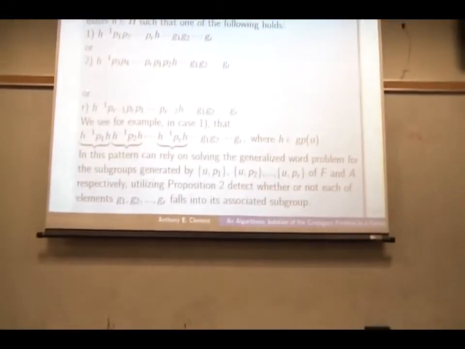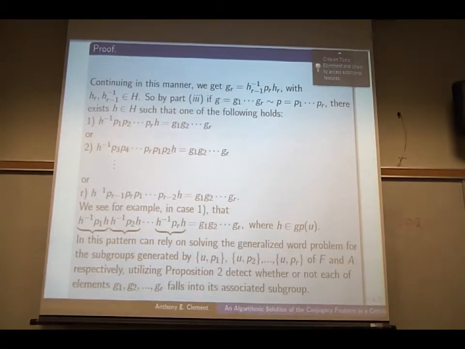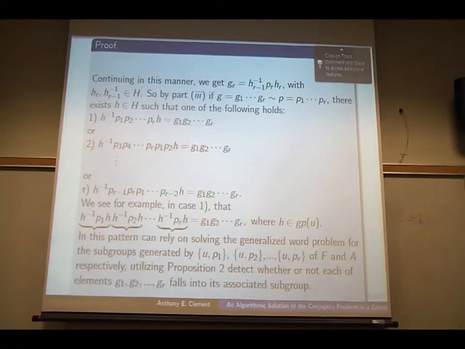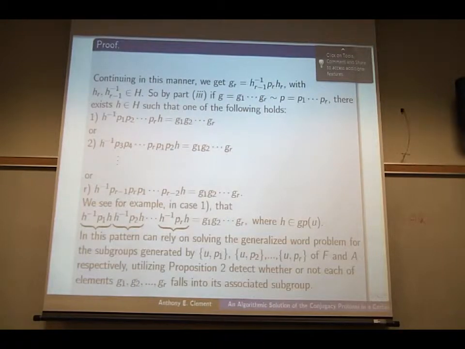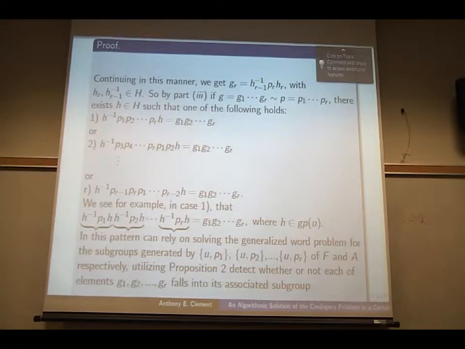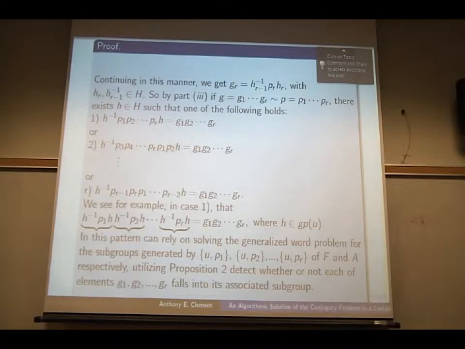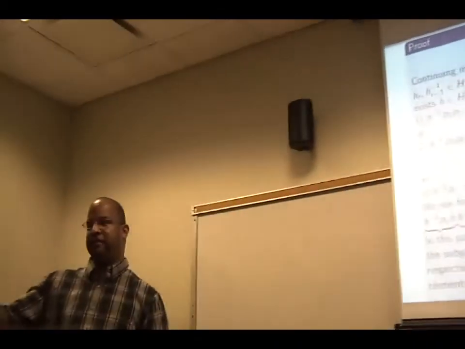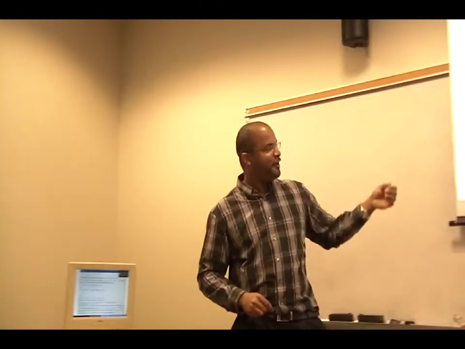So we could continue in this manner. What this tells you is that for any element, we can generalize this. So we'll have GR equal to HR minus 1 inverse times PR HR for R from 1 to K as well. So by part 3, if they are conjugate, then there is an H in A such that one of these holds, yes, by cyclically commuting the P's and conjugating by H. That's what Magnus' theorem says. So the key interesting thing is here.